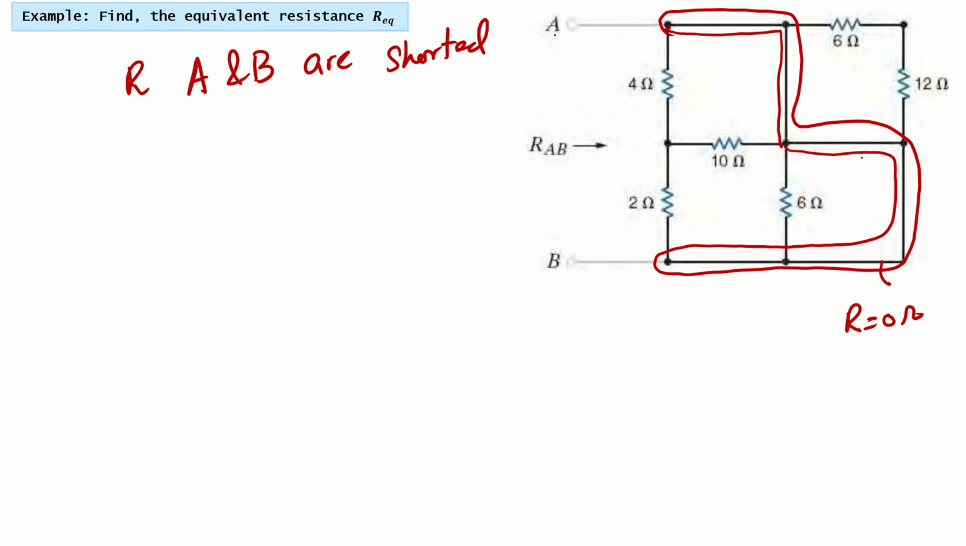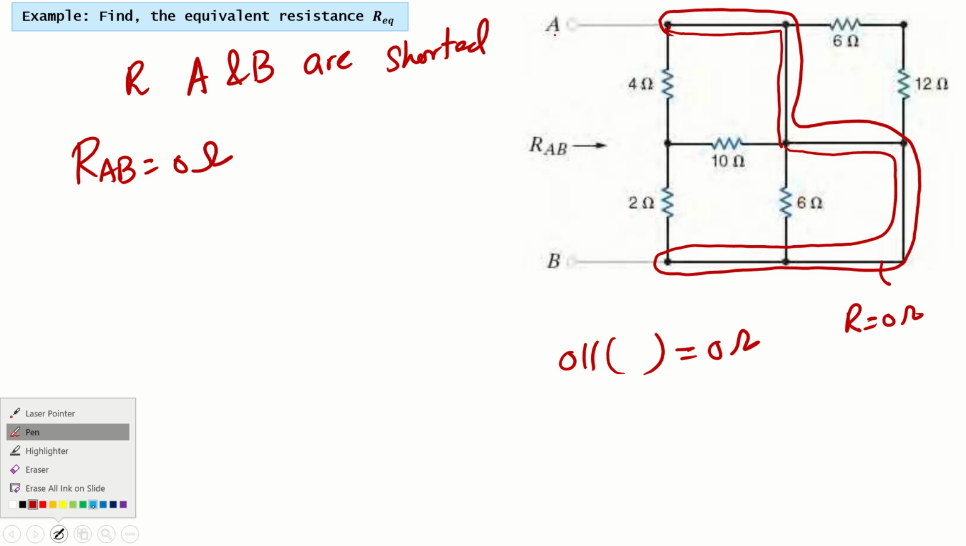So if we have a 0 ohm here, that will be in parallel with any other combination that we have here. So 0 ohm in parallel with any parallel combination we have will basically be 0. Okay, so R_AB for this case simply will be just 0. Or we can also analyze this from another perspective.